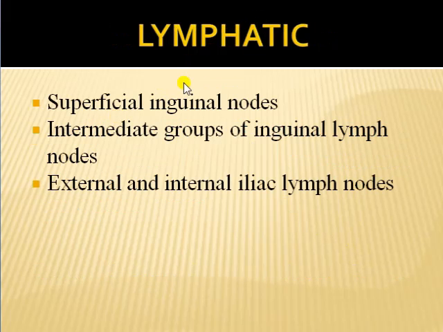Lymphatics. The lymphatic system is also distributed in the female reproductive system: the superficial inguinal nodes, the intermediate group of inguinal lymph nodes, and the external and internal iliac lymph nodes. These lymph nodes collect the waste formed in the female reproductive system. You know the lymphatic system collects waste material from the body; we already discussed it in first year.